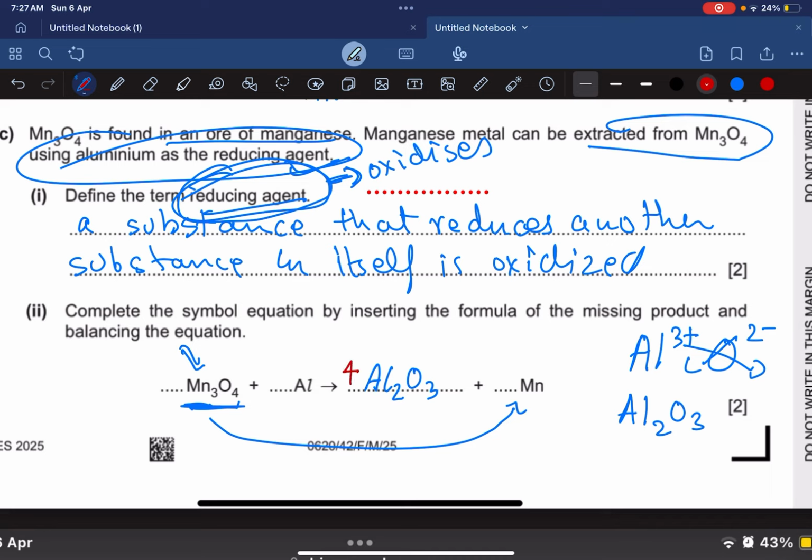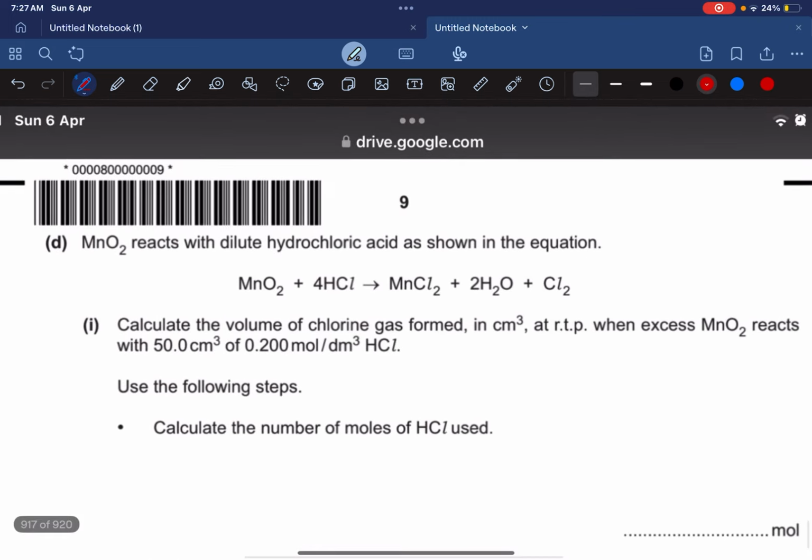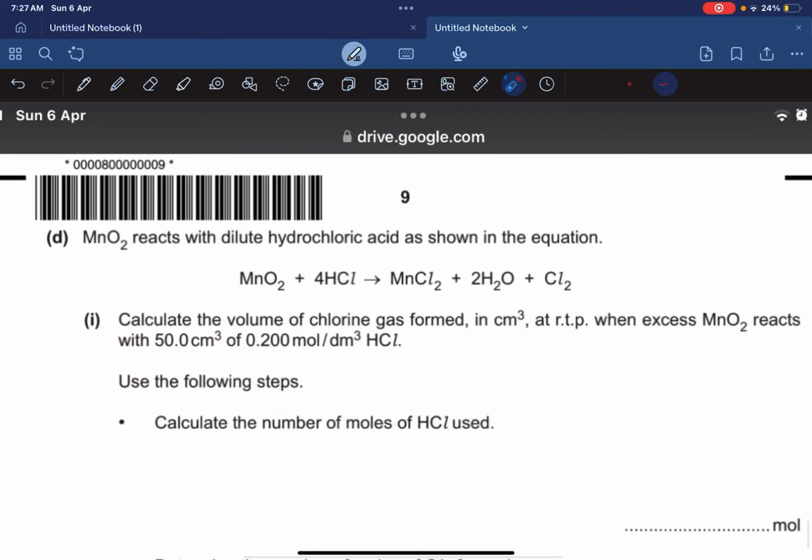It's going to be a 4 here, it's going to be a 3 here, and now it's going to be an 8 here, and 3 times 3 is 9, so it's going to be a 9 here. Okay, I hope it's balanced. Okay, let's move on.